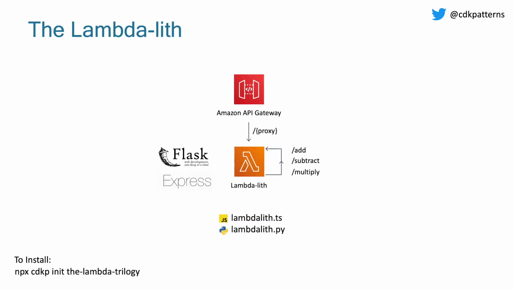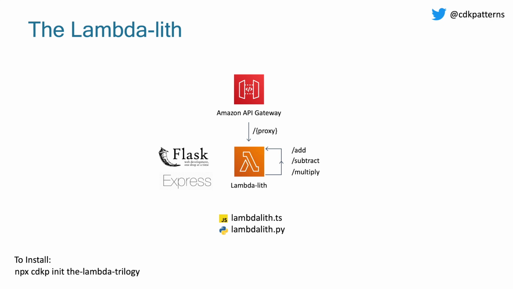Finally, we have the Lambda-lith. Now this one is very different from the other 2. We have an API gateway that is used as just a proxy. So any URL that hits this gateway just gets passed straight through to one Lambda function.